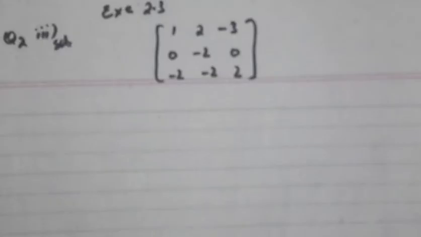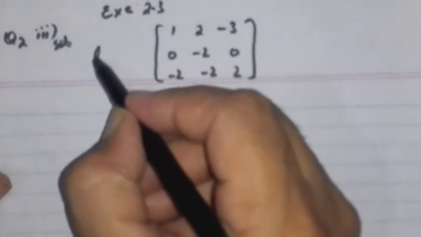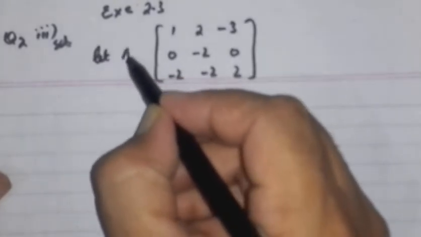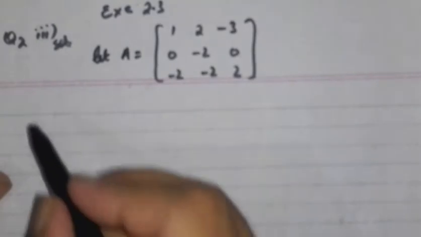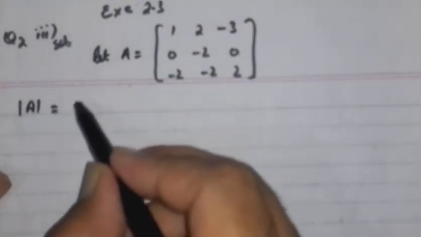Bismillahirrahmanirrahim. Exercise 2.3, question number 2, part 3. Solution. Let A equal to this matrix. First we will find the determinant of A.